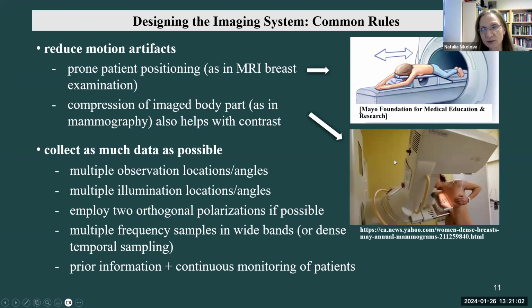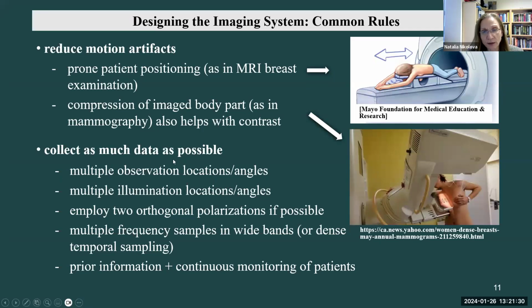But the compression in mammography is so severe, as you can appreciate from this photo, exactly because X-rays are struggling with dense, radiologically dense breasts, and to improve the contrast in the image, they have to flatten the organ or reduce its thickness.